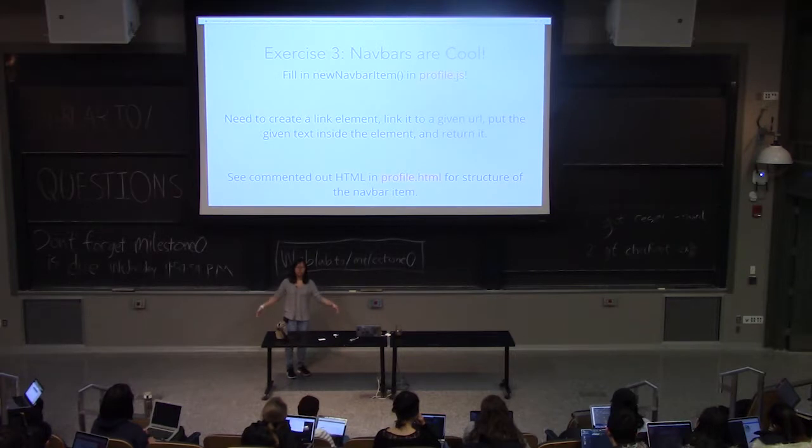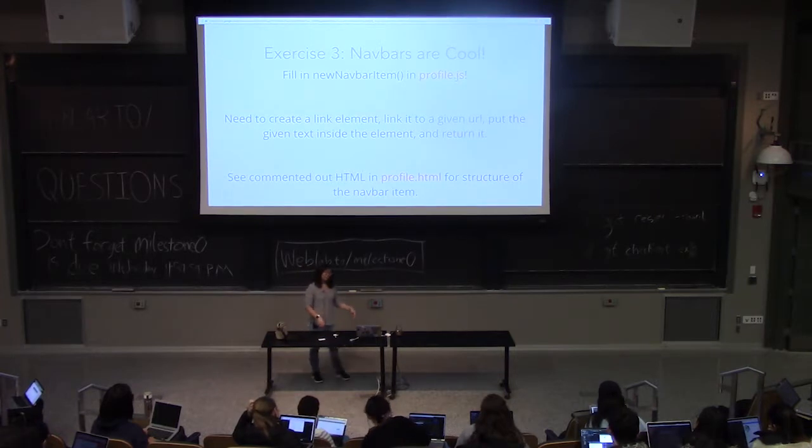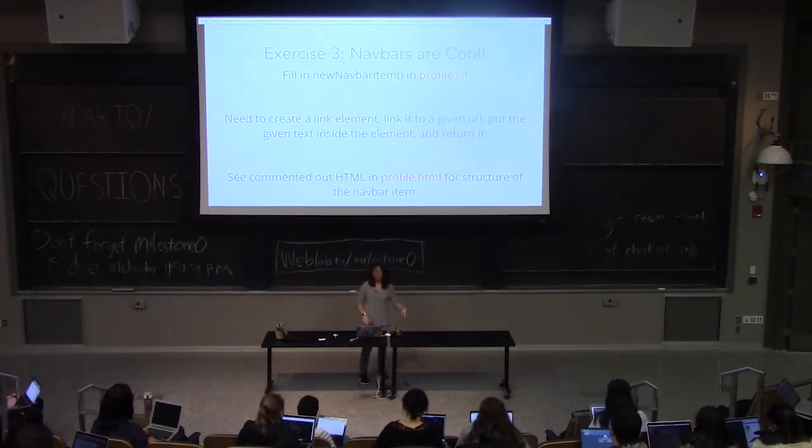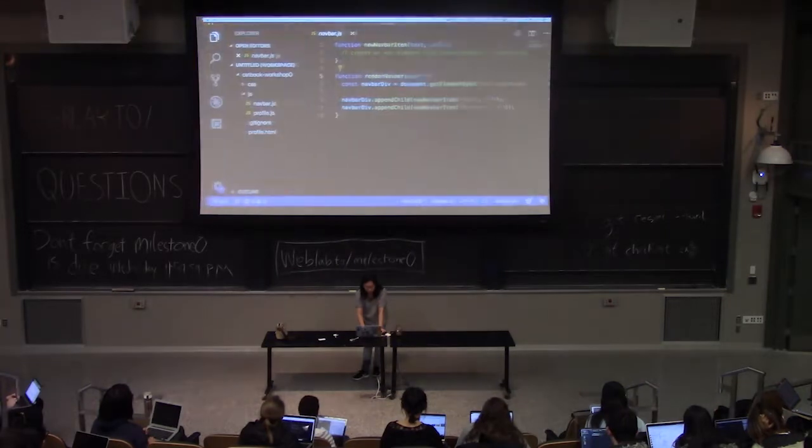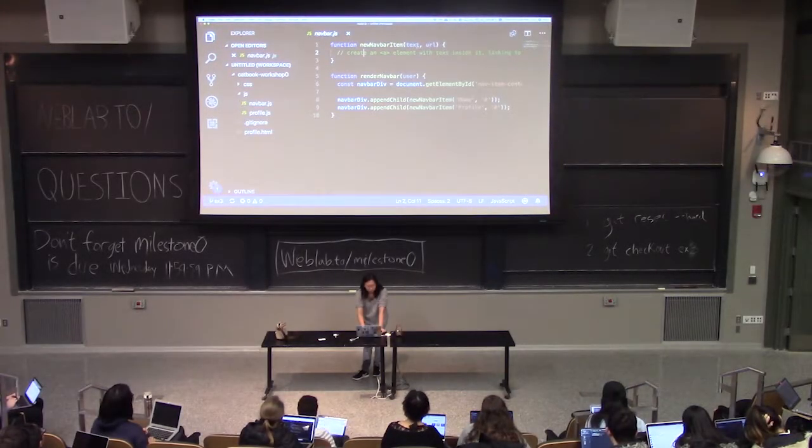So again, Google is your friend. We have not told you how to add a link to something or figure out that attribute. Try to Google it. Try to DuckDuckGo it or another search engine. General structure though, we're going to be doing this in new Navbar item. So you'll be filling out this function. What we're passing in is text and URL.